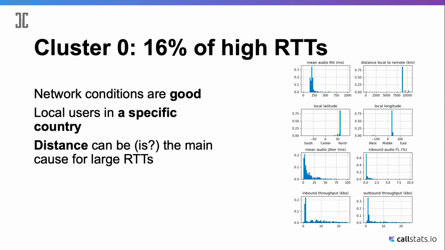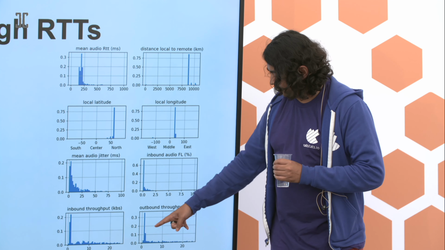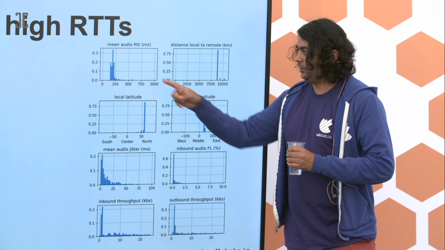And basically, we plot the 6 values that we showed before. So you have the mean audio. You can see the distribution of the audio. You can see the distance. You can see the local latitude and longitude. You can see the jitter. You can see loss rates. You can see some of the network distribution. So in this case, it's saying 60% of the high RTTs are from this location. And it says network conditions are good. And that is mainly because if you look at all these values, they're all to the left, which means that none of them are significantly contributing to the RTT.